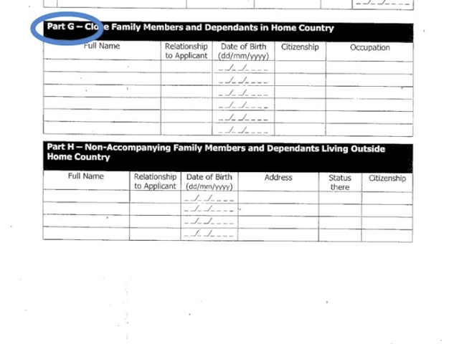Now we go to Part G, which can be found on page 4. This is where you list the close family members you have in your home country. Part H is where you provide information about family members in other parts of the world. Under the column Status, you should write about the legal status of your family members in the country where they live. For example, they can be asylum seekers, recognized refugees, residents, citizens, and etc.